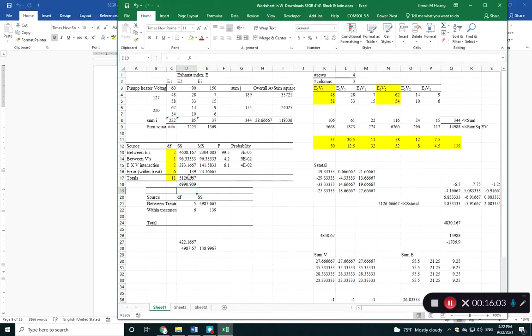Huh? Isn't it 11? 1 cut by 11, not 15. Yeah, you have 12 observations, not 16 observations. Oh.